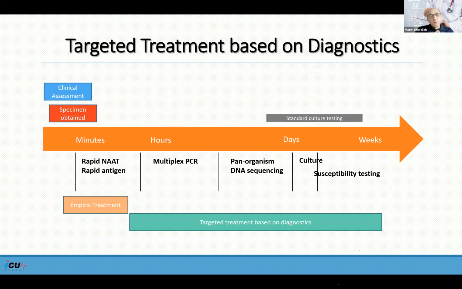So with this, if you put things together, the standard culture testing would take days to weeks before you'll be able to make a diagnosis. With more rapid testing, whether you use the antigen test or the multiplex PCR, you can get results within hours to be able to make adjustments in the antibiotic regimen of the patient.